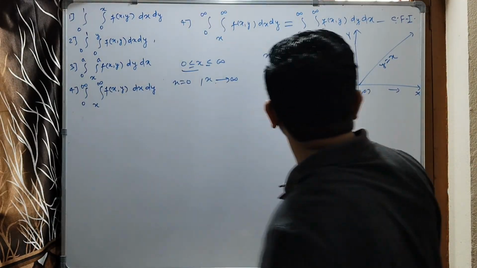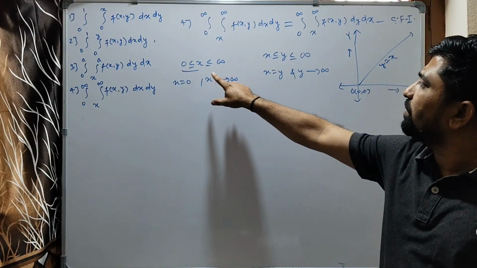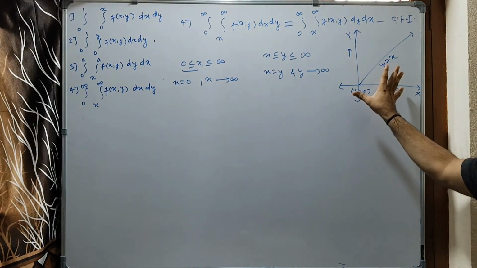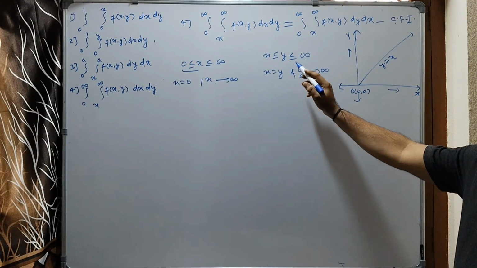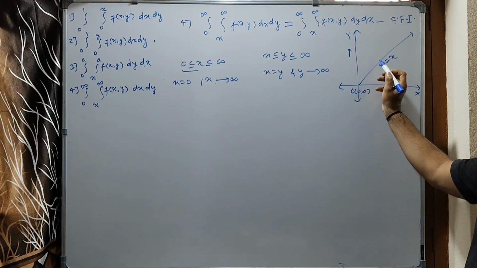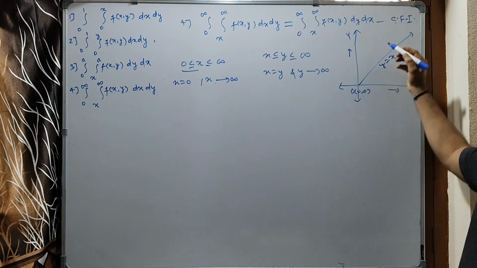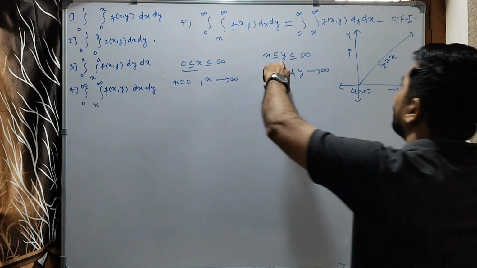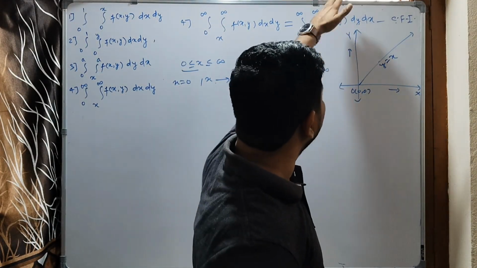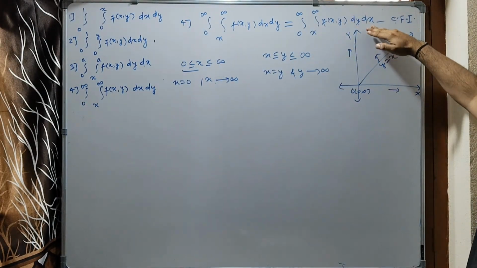But just observe one thing: x belongs to this region, 0 is less than or equal to x is less than or equal to infinity. But y is such that x is less than or equal to y. This is the line y equal to x, and the value of y is greater than or equal to x. So y greater than or equal to x means this is the region, above the line, extending up to infinity.